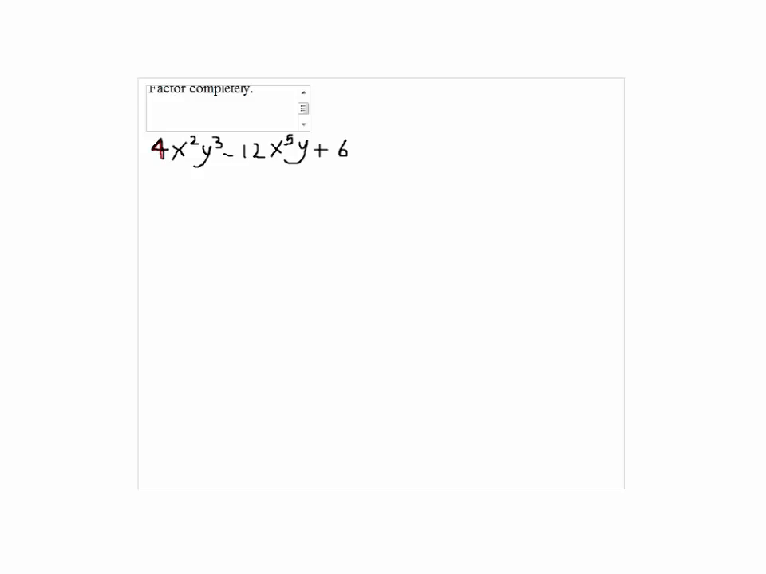Factor completely. Four x to the power of 2 y to the power of 3 minus 12 x to the power of 5 y plus 60 x to the power of 10 y to the power of 2.